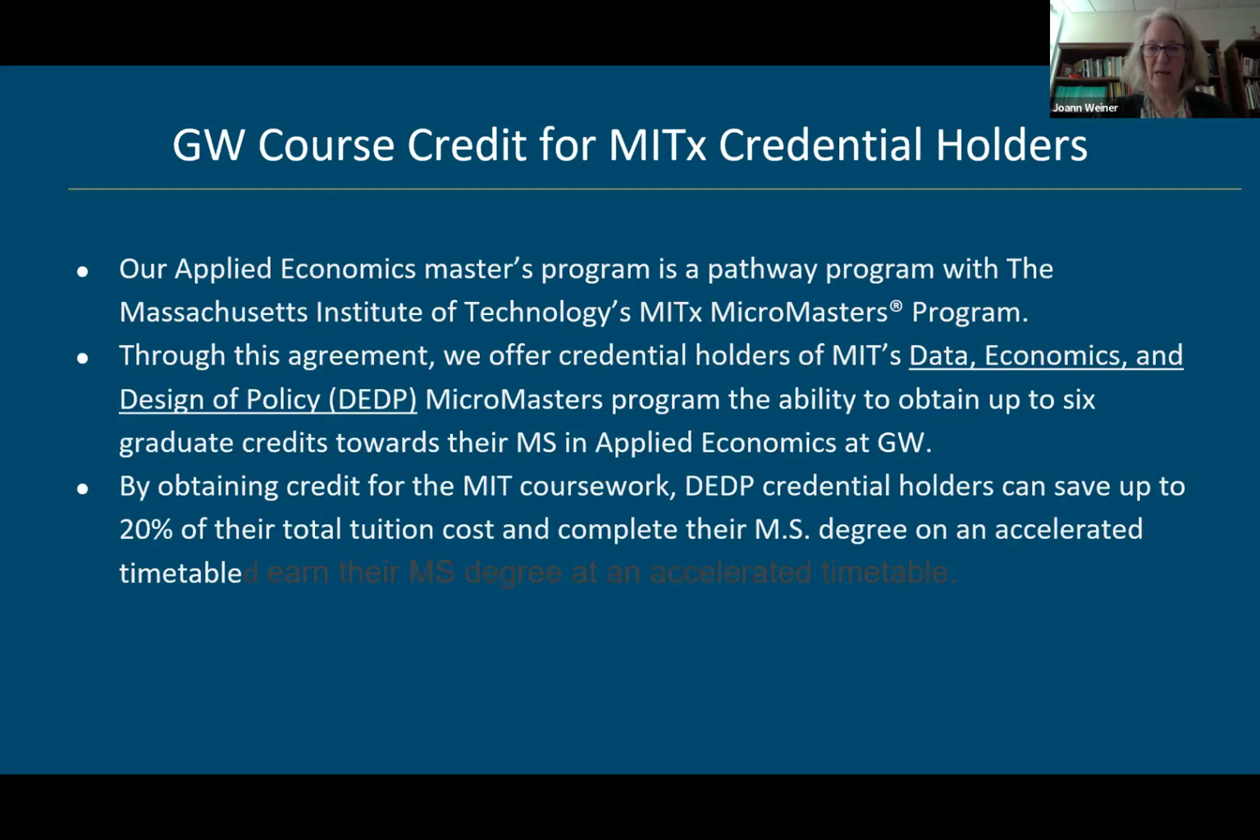Finally, for some of you who may have taken the MITx MicroMasters program, this is offered through MIT, and GW is a pathway program for holders of the Data, Economics, and Design of Policy credential. If you have that credential, then you are able to apply 2 of the courses that you studied at MIT towards your MS degree here. So that's 2 courses, equivalent to a 20% tuition reduction. If you're thinking about how to save on the cost of your master's education here at GW, I highly encourage you to go look at the MITx program and see if you can earn credit for 2 courses there and then apply to GW. The link is on this slide. We also have a link on our website, and of course MIT has a link on their website to us.